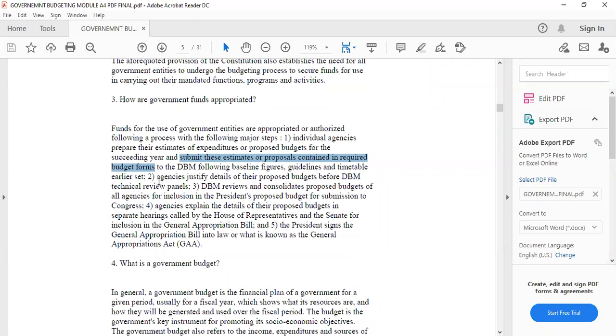Number 2, the agency justifies details of their proposed budget. The head of the agency, take note of this word, justifies the details. The budget that they prepared, they're going to defend it in Congress, that it is indeed important and reasonable. If it is not important, then perhaps the budget will be slashed.